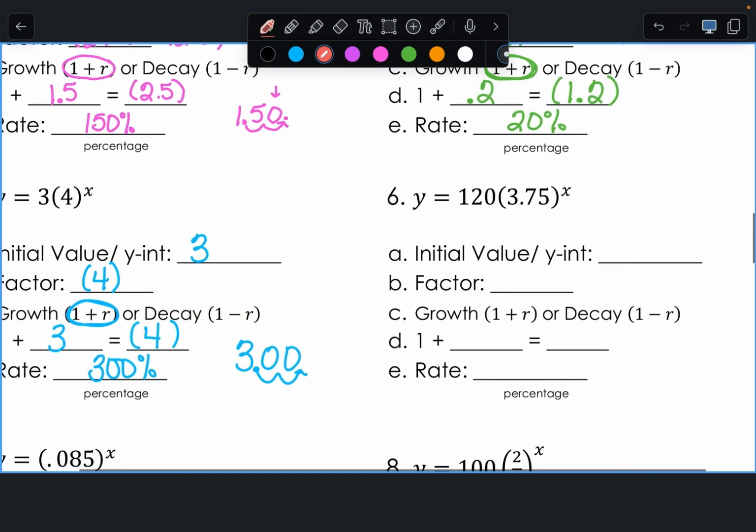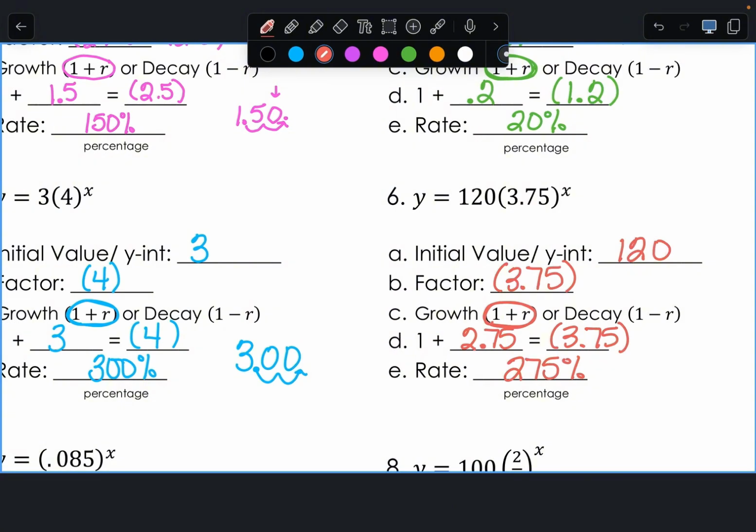Initial value, 120. The factor, 3.75, so this represents growth. How much did we grow by? 2.75. And 2.75 as a percent is 275%. All right, that's the easy part. That's growth. Moving on to decay.